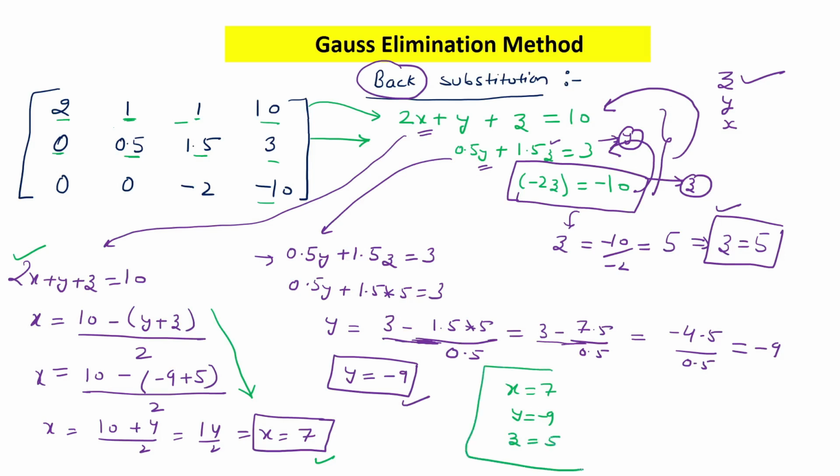So these are my three values of the unknown variables, and this is the solution of my given linear equations. That means if I put the values 7, minus 9, 5 in the given linear equations, then I can satisfy all the given three linear equations.